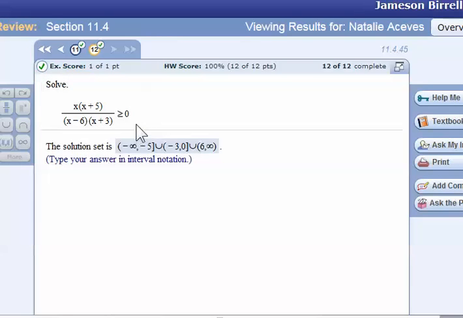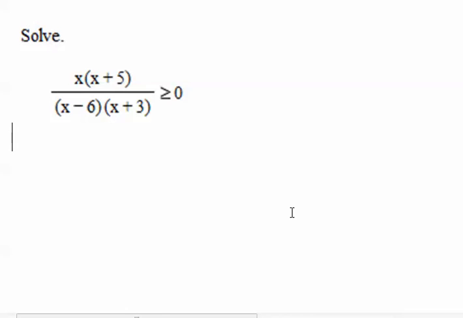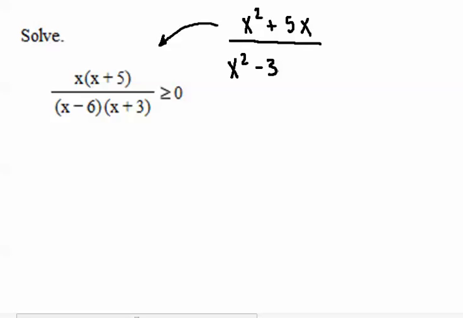All right, so with permission, here's Natalie's 12th problem. What's actually nice about this question is it could have started out even more difficult. It could have started out as x squared plus 5x over x squared minus 3x minus 18 is greater than or equal to 0. It could have been even messier than that because there could have been a non-zero number over here that you would have had to subtract over and then clean up.